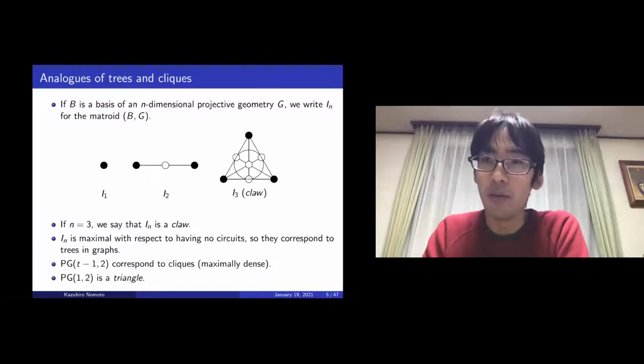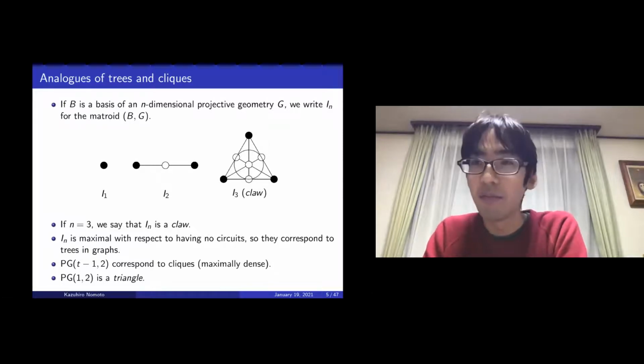And for two-dimensional geometries, I'm going to use the term triangle. So a triangle is just a two-dimensional projective geometry, PG(1,2). It's in the title, so I'll be talking about triangle-free matroids a lot later.